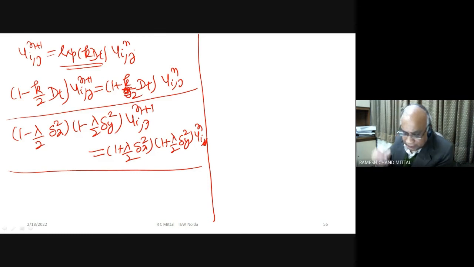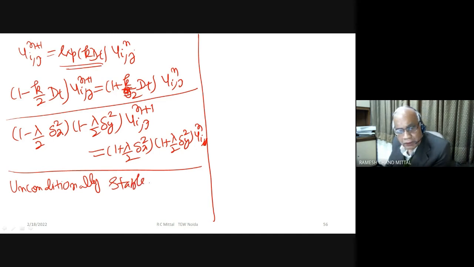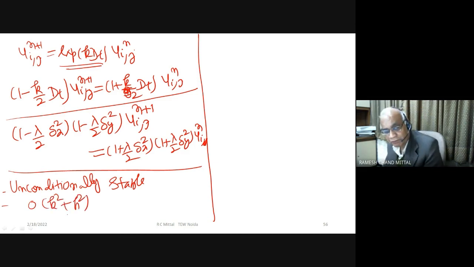First thing is that this scheme is unconditionally stable because it is a Crank-Nicolson type, unconditionally stable. So you have freedom to choose your time step as well as the space step. Second is, its accuracy is higher than the explicit scheme, order of k square h square.